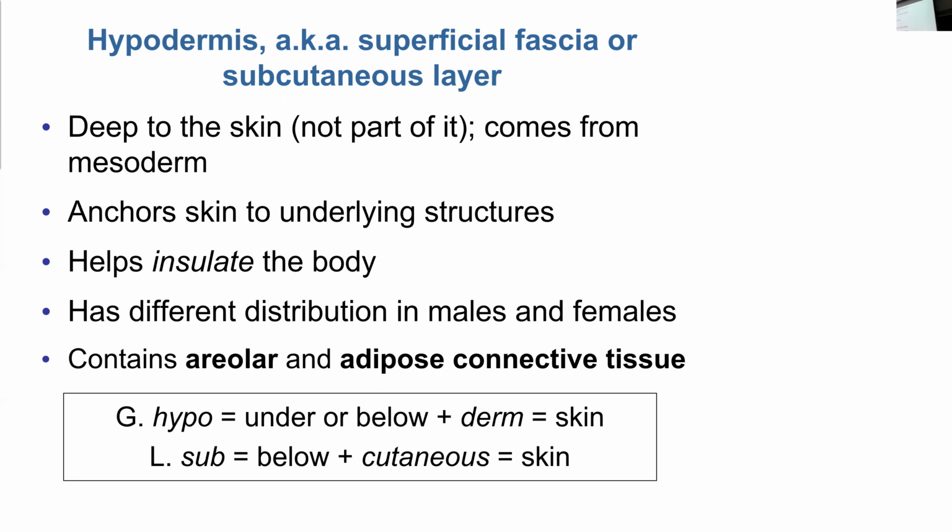But it's essential because it anchors the skin to the underlying structures. It helps to insulate the body. So you have a layer of fat, of varying thickness, that helps stabilize your body temperature. This fat actually has different distribution in different people and differs between males and females as well. And this hypodermis is composed of connective tissue, specifically areolar connective tissue, which we also find in the dermis, as well as adipose connective tissue, which is fat cells. If I say adipose connective tissue, it means the exact same thing as just saying fat cells.